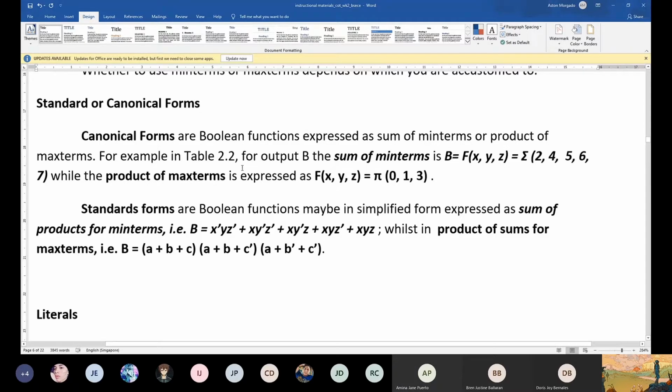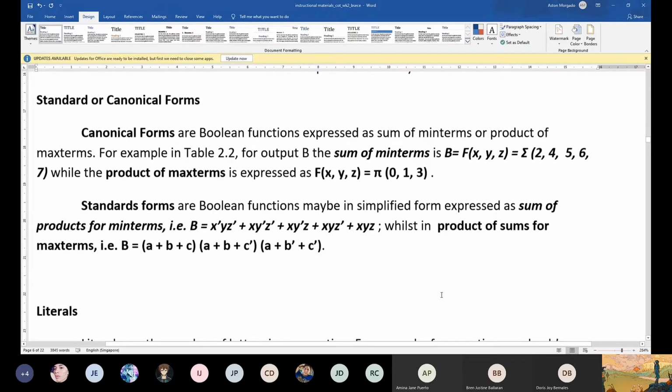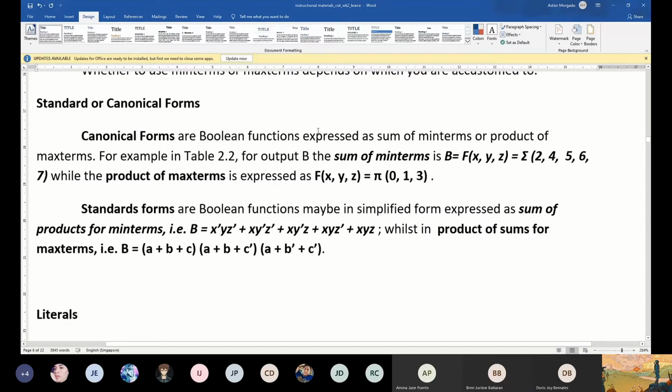Okay. So, standard or canonical forms. Canonical forms are Boolean functions expressed as sum of minterms or product of maxterms. For maxterms, you call it product of maxterms or POS. Whereas for minterms, it's called sum of products or SOP. Okay.